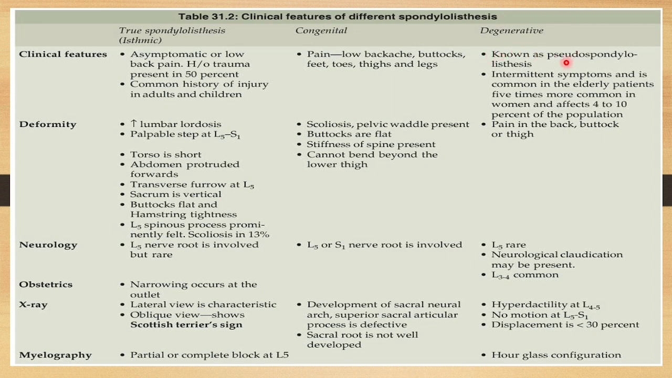And coming to the degenerative type, this is known as pseudo-spondylolisthesis. Symptoms are intermediate and it is common in elderly patients, 5 times more common in women, and affects 4 to 10% of the population. The main complaint is pain in the back, buttock, or thigh. And the neurological involvement, L5, may occur, but that is rare. Neurological claudication may be present, and L3 to L4 nerve roots are commonly affected.